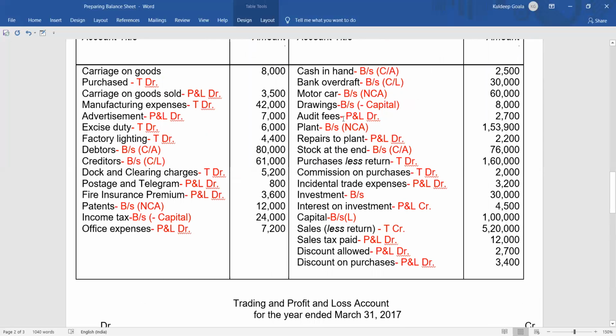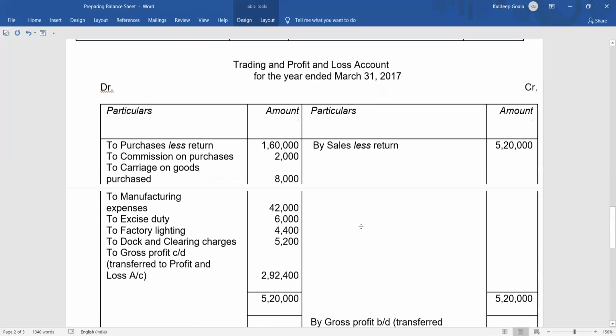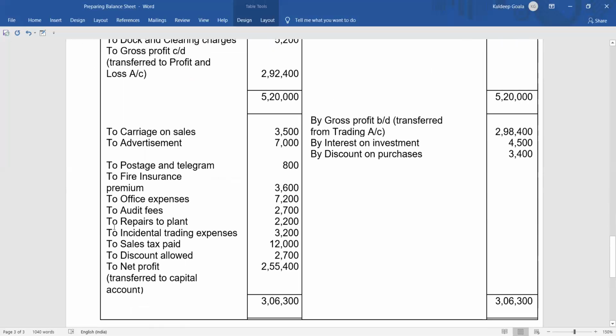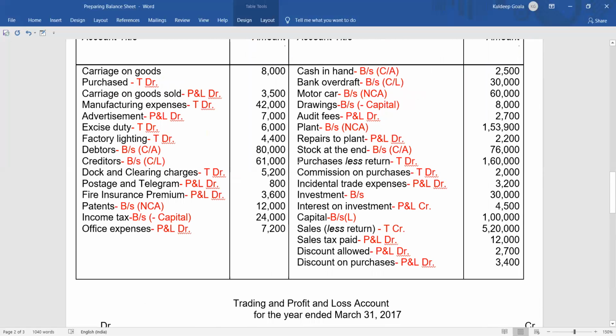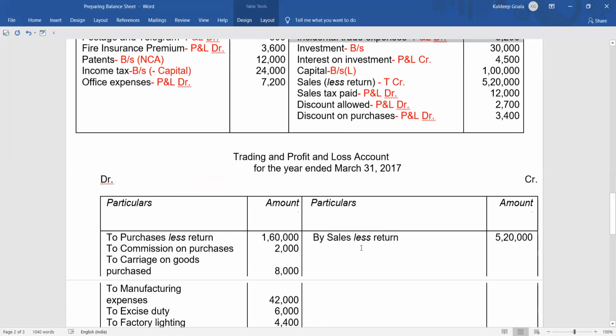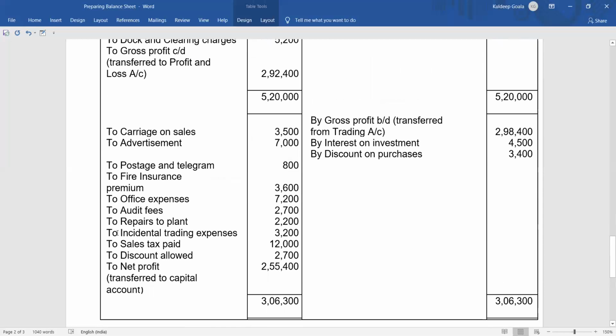What is there? Profit and loss account here. Repairs on plants, profit and loss debit side, 2,200. So it will be to repairs on plant, 2,200 rupees. Okay. Then coming to the next one. What is there? Purchase incidental trade expenses, 3,200. So to incidental trade expenses, 3,200.